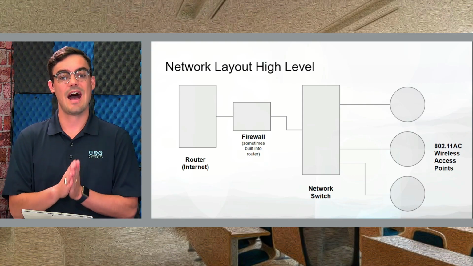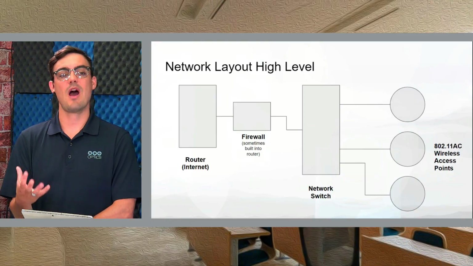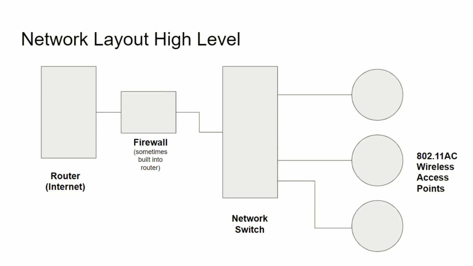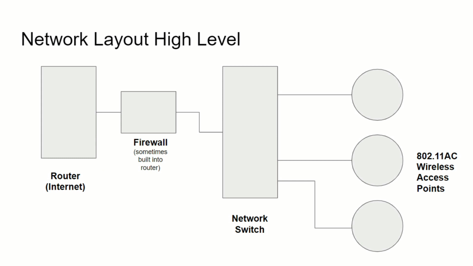But first, high level, what is a network? Well, it starts with a router. And a router is your internet access. So that is Comcast, Verizon, AT&T, Cox, all the different service providers that provide internet. Now, some networks have a firewall, but not all do. Some have the firewall built into the router so that you might not see that device.